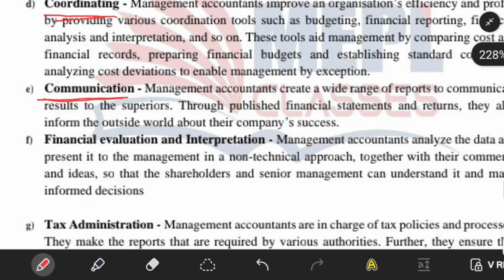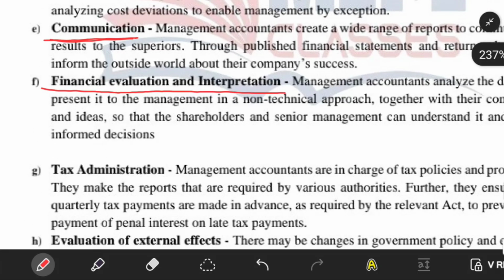And the next point is financial evaluation and interpretation. They do not just collect data, they analyze it. They find meaning in numbers and explain them in simple language to the manager. For example, if the profit is low, they explain the reason behind it. This helps the management in taking decisions. Next is tax administration. They handle taxation work like preparing reports for tax authorities, ensuring taxes are paid on time, avoiding penalties, etc. They also help in planning taxes to reduce the company's tax burden legally.